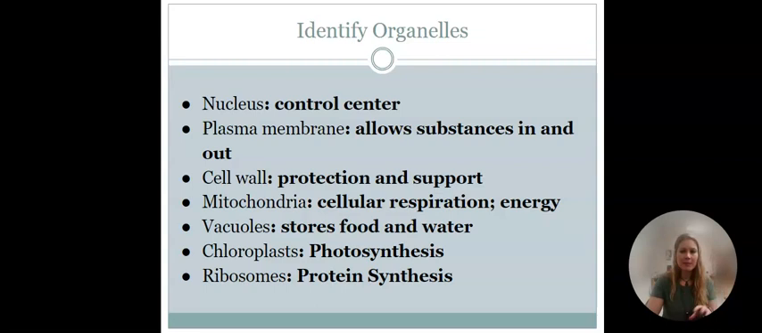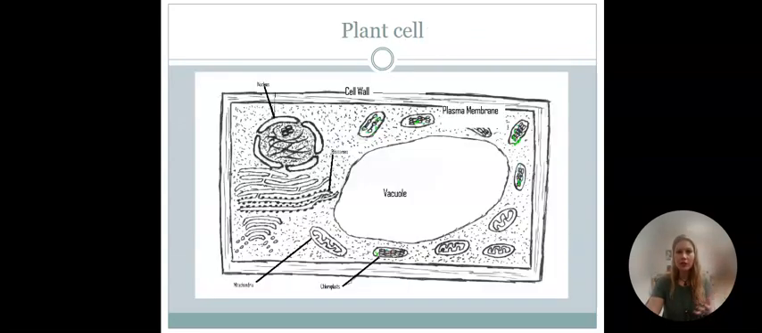So not only do we need to be able to identify the organelles as far as matching them with their correct function, we also need to be able to identify what they look like, so where they're found within a cell. So here we have a plant cell. We know it's a plant cell because of a couple of reasons. Number one, there's a cell wall. Number two, there is a large central vacuole. And then number three, we have a chloroplast.